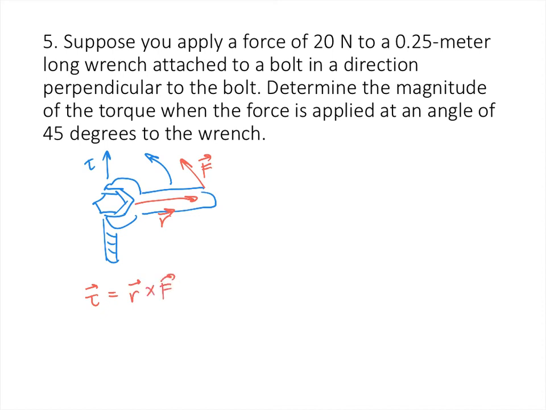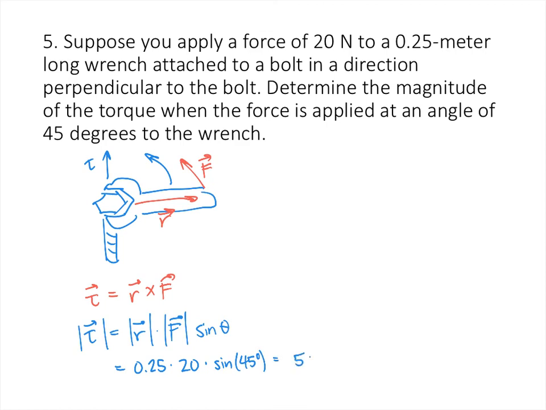But we're just being asked here about the magnitude of the torque vector. And so the magnitude of the torque vector is going to be the magnitude of r times the magnitude of F times the sine of the angle between them. And in this case, we know all of those values. The r, that's just the length of the wrench. The magnitude of the force is given to us as 20 newtons, and then the angle between them is given to us as a 45-degree angle. So that's 0.25 times 20, which is 5, and then the sine of 45 degrees is the square root of 2 over 2, and that works out to be 5 radical 2 over 2. In this case, that would be our final answer.